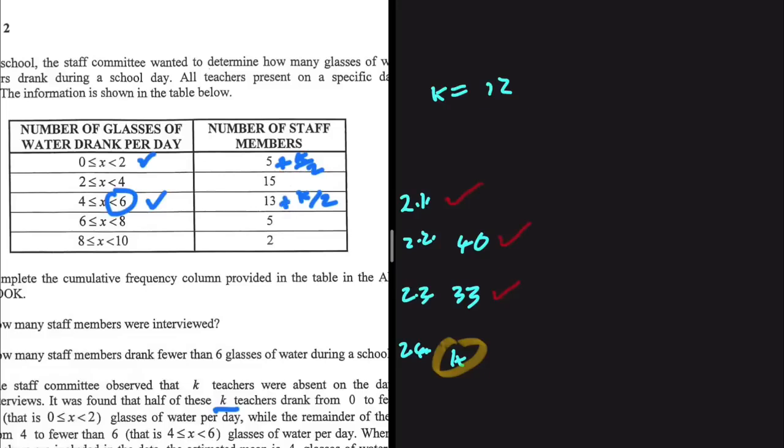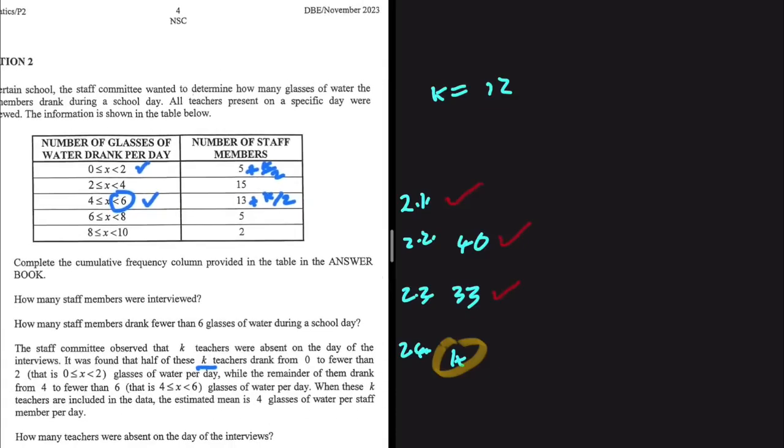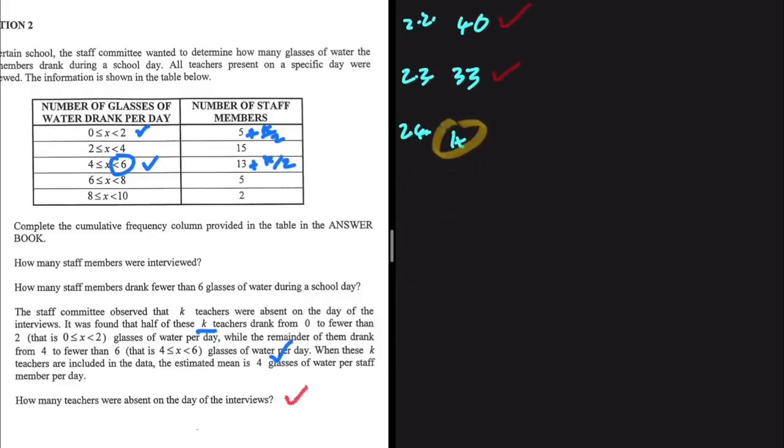That is the important part. You need to be able to comprehend that in order to answer this question. Okay, let's carry on and hear the stories. When these k teachers are included in the data, the estimated mean is 4 glasses of water per staff member per day. How many teachers were absent on the day of the interviews? Basically, what is the value of k? Okay, so let's go ahead and compute that.